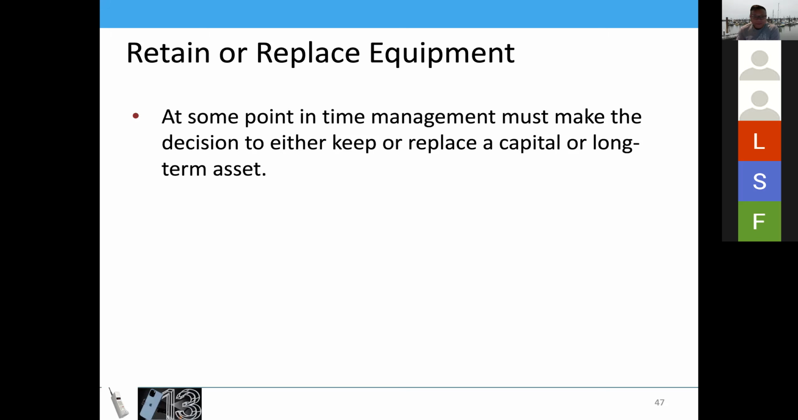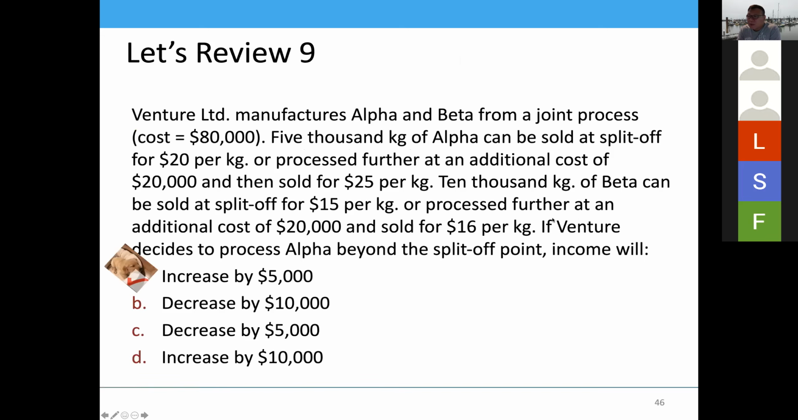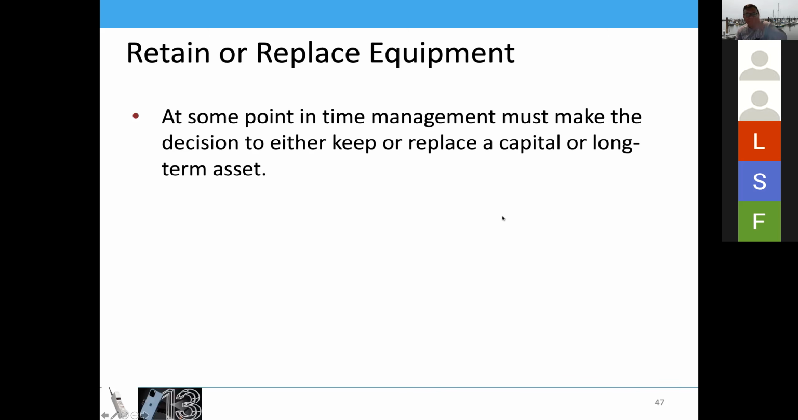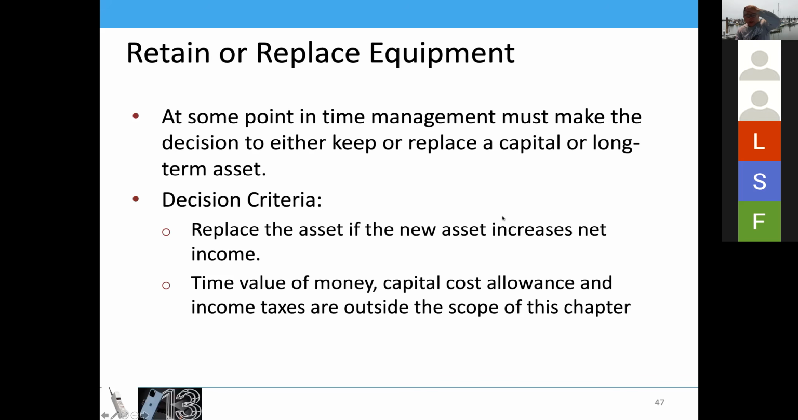Basically the managers must make a decision whether to keep it or replace a capital or long-term asset. So how to make a decision? If the new asset helps you to make more money, then you just go buy the new asset, right? Otherwise stay with the old one.